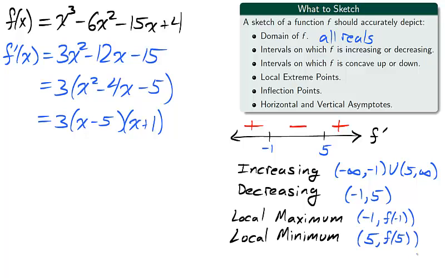And using the first derivative test, as f prime goes from positive to negative at -1, -1 f of -1 is a local maximum point. And as f prime goes from negative to positive at 5, 5 f of 5 is a local minimum point for f.